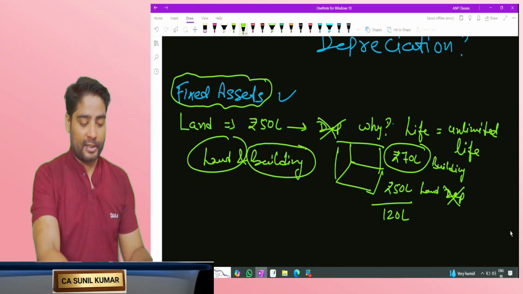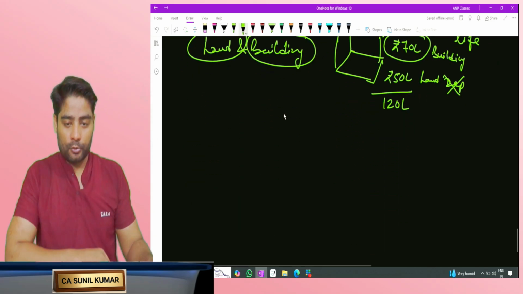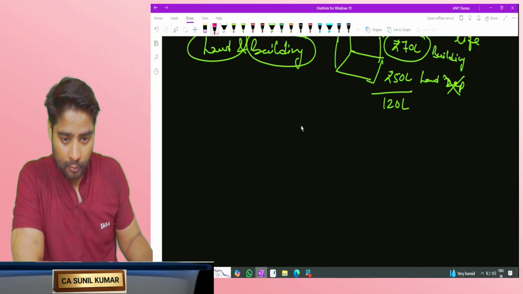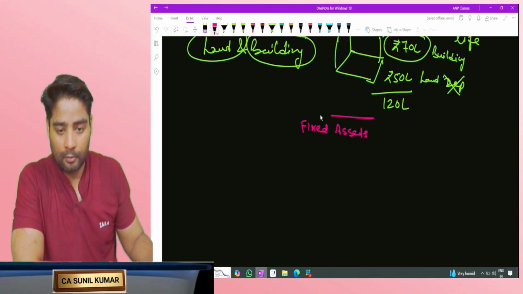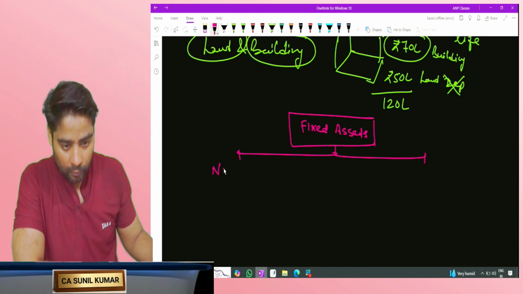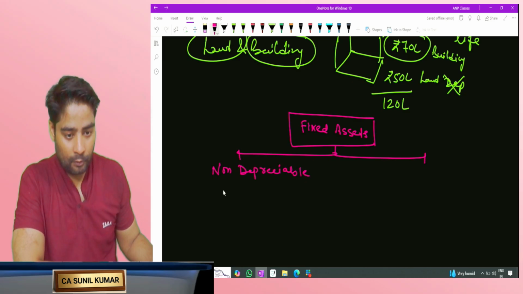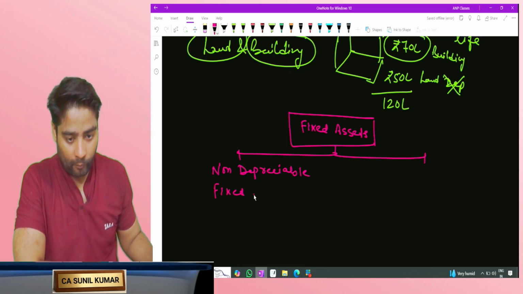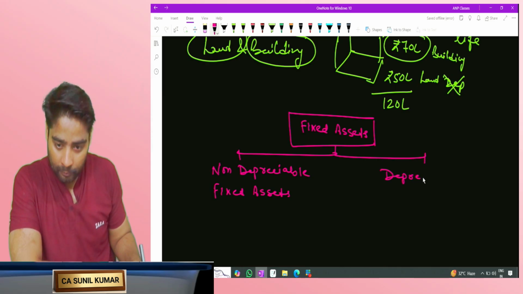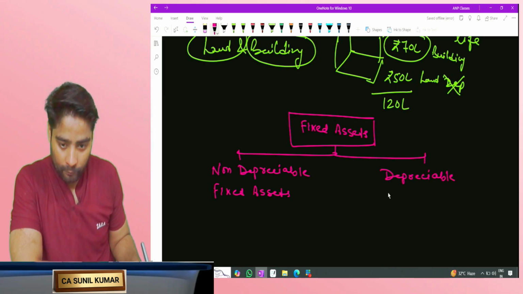Okay, let us take another example on which fixed assets. So I should say that we have fixed assets and we should categorize them: non-depreciable fixed assets, and the others are depreciable fixed assets.